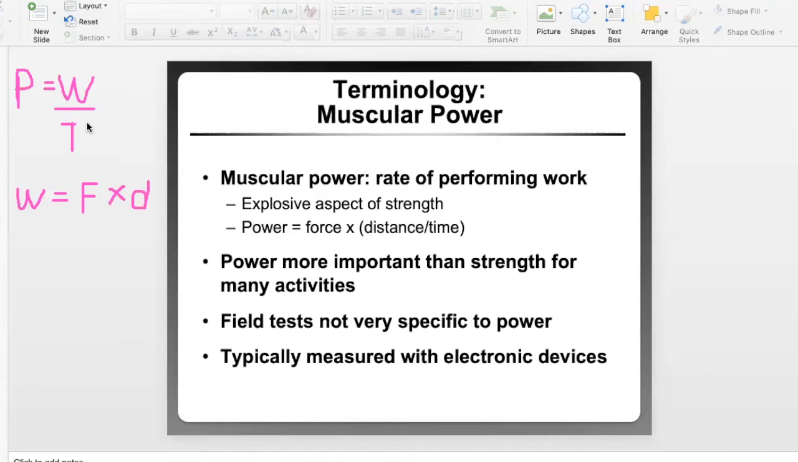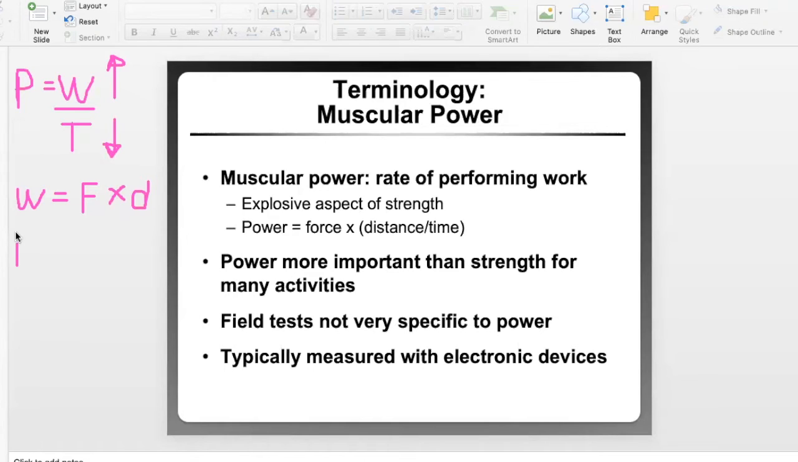Should be like this. Work divided by time. The amount of time it takes for you to do the work is power. So if the time is low, then the denominator is low and the amount of power is way high. Or if the amount of work that you do is really high, then the numerator is going to go up, and again, the power value will increase. And work is equal to force times distance.